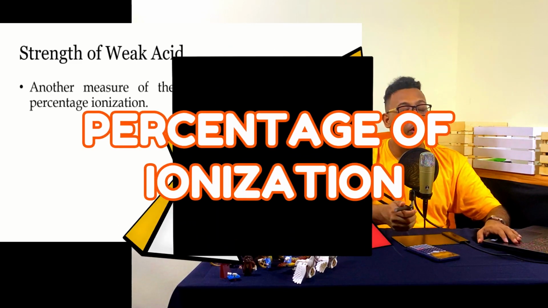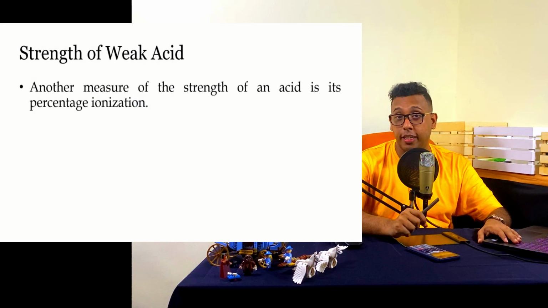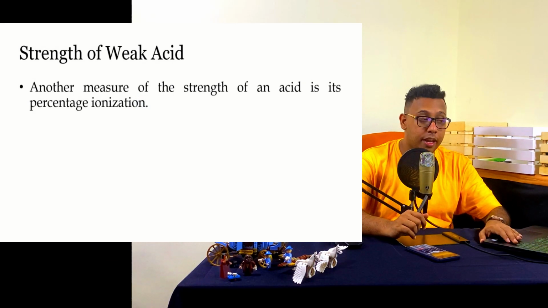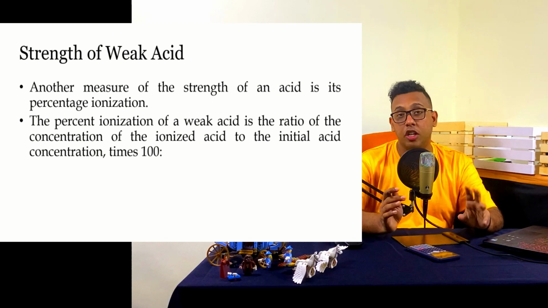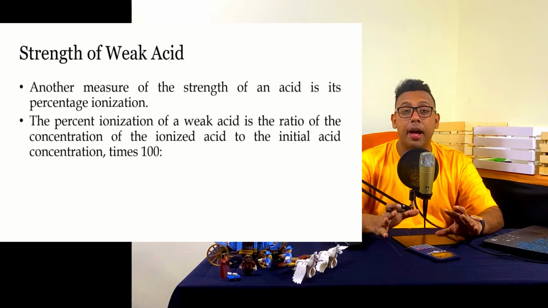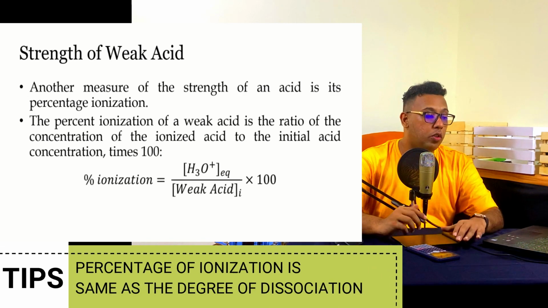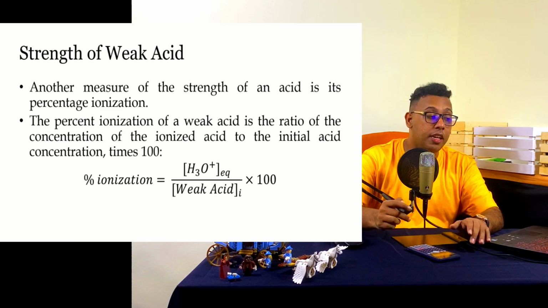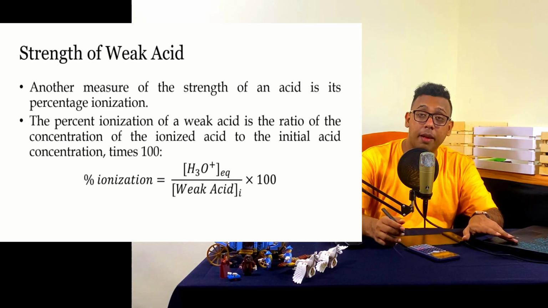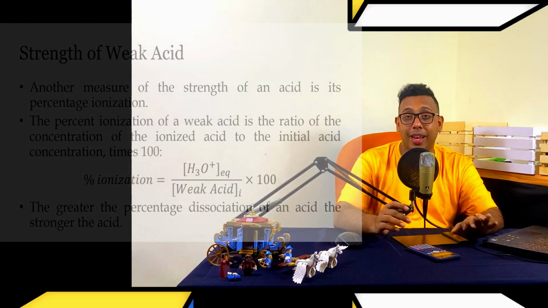Another method yang kita boleh guna untuk measure the strength of acid adalah based on its percentage of ionization, darjah penguraian dia. Percentage of ionization is actually a ratio yang mana kita ambil concentration of acid yang dah ionize bahagi dengan initial concentration dia. Okay, darab dengan 100. So kita ambil berapa banyak acid yang ionize, ini sama dengan value of change dia, bahagi dengan initial concentration darab dengan 100. So lebih besar value of percentage of ionization, lebih kuat acid tu.